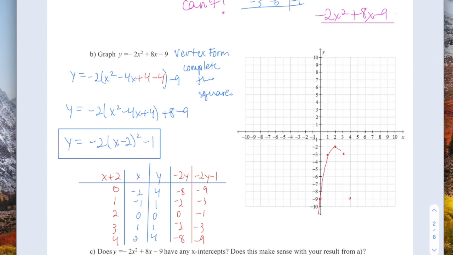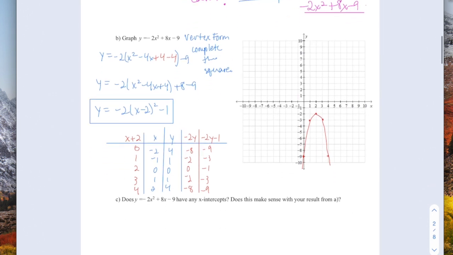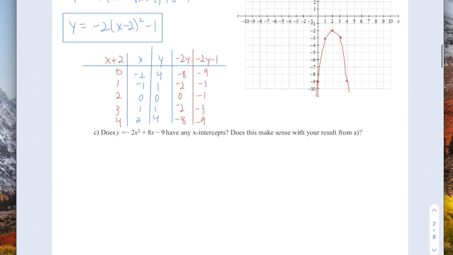Okay, let's look at part C. Does negative 2x squared plus 8x minus 9 have any x-intercepts? Well, no. I can see that from the graph. Does this make sense with your result from A?